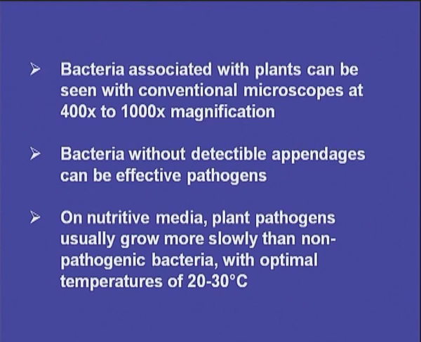Bacteria associated with plants can be seen with a conventional microscope at 400x to 1000x magnification. Bacteria without detectable appendages can be effective pathogens, and on nutritive media plant pathogens usually grow more slowly than non-pathogenic bacteria. This is the most important sign of pathogenic bacteria, and with optimal temperatures of 20 to 30 degrees centigrade they grow very well.